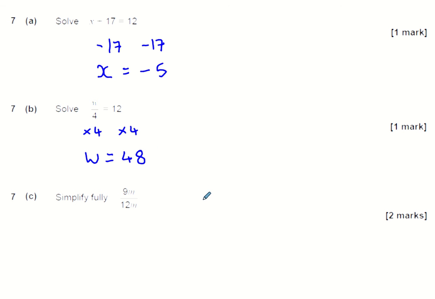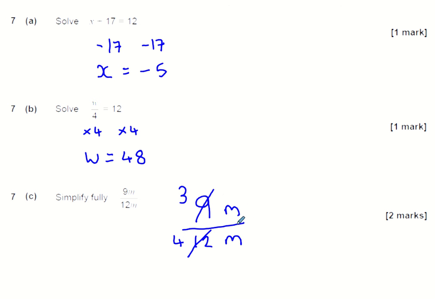Part C. Simplify fully. 9m divided by 12m. Now I've drawn this a little bit bigger so that it's easy to see what I'm doing. So first of all, let's deal with the numbers. This is a fraction of 9 over 12, and we are looking for a common factor of 9 and 12. Both of those numbers appear in the 3 times table, which means we can divide them both by 3. 9 divided by 3 is 3. 12 divided by 3 is 4, and so the fraction of 9 over 12 simplifies to 3/4.